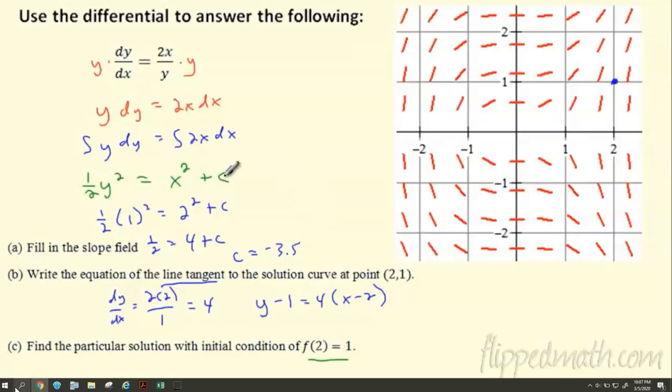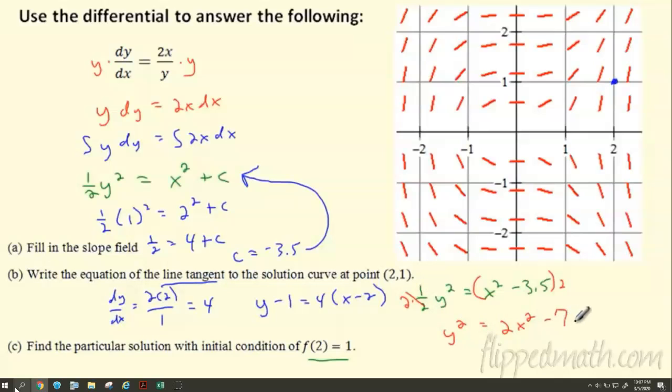But is that the particular solution? No. Remember, I've got to plug c back in here. So I'm going to rewrite it down here so we have plenty of space. So we had 1/2 y squared equals x squared minus 7/2 right here. So now I'm going to solve it for y. I'm going to start off by multiplying both sides of the equation by 2. So they cancel. So I'm looking at y squared equals 2x squared minus 7.